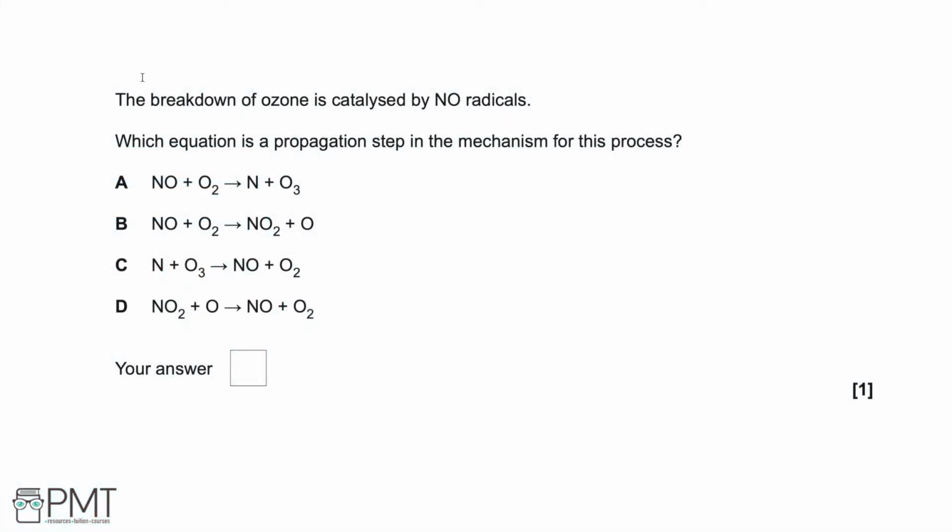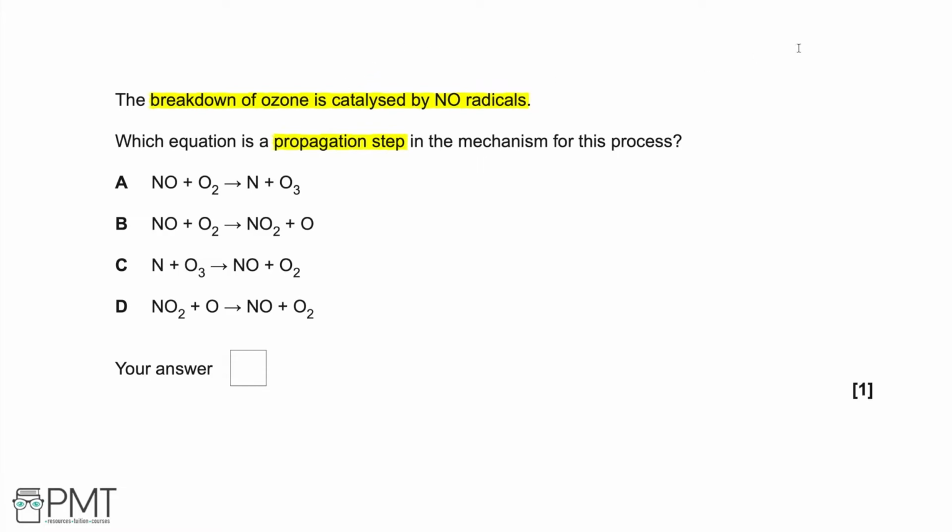This question tells us that the breakdown of ozone is catalyzed by nitrogen monoxide radicals, NO radicals. So that's a really key piece of information here to begin with. We know we're talking about the breakdown of ozone by NO radicals. So which equation is a propagation step? So propagation is one of the 3 parts of a radical mechanism: initiation, propagation, and termination.